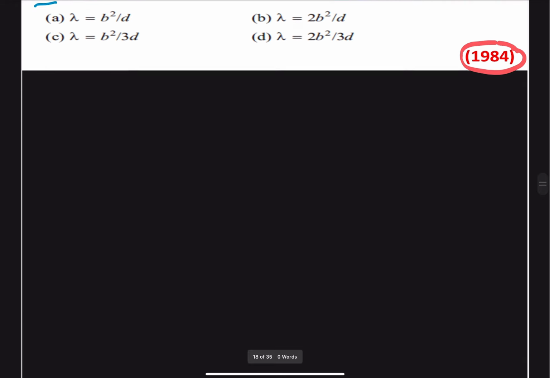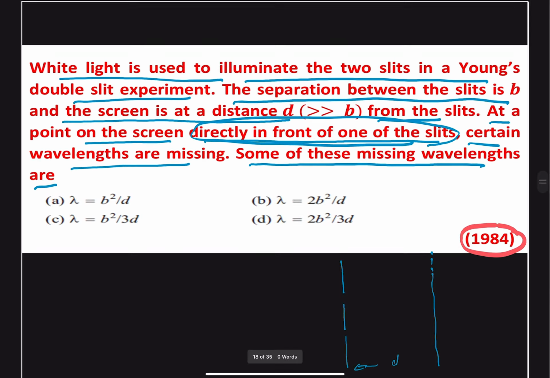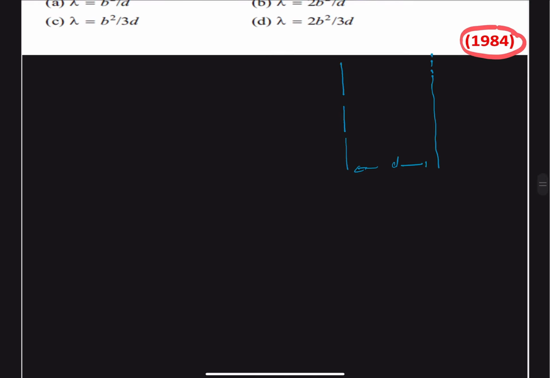Okay, and if we draw a rough approximate diagram, this is our capital D, the screen distance. It's given D is the screen distance, and if this is our central point and b is the distance between the slits, and suppose the slit which has a missing wavelength is at this point, we can easily understand that this will be our b by 2.